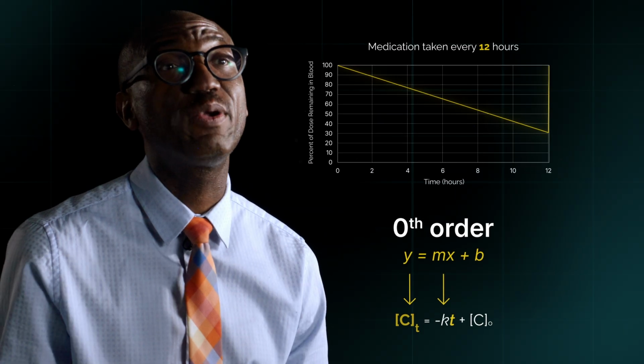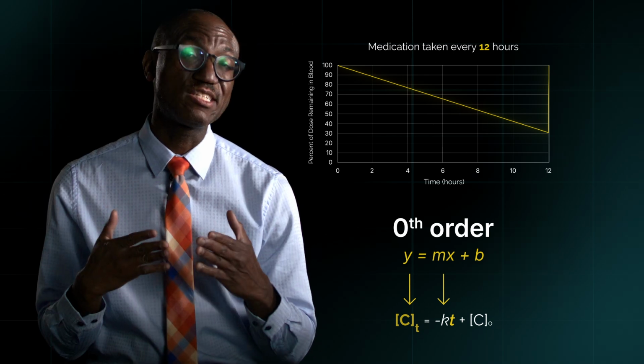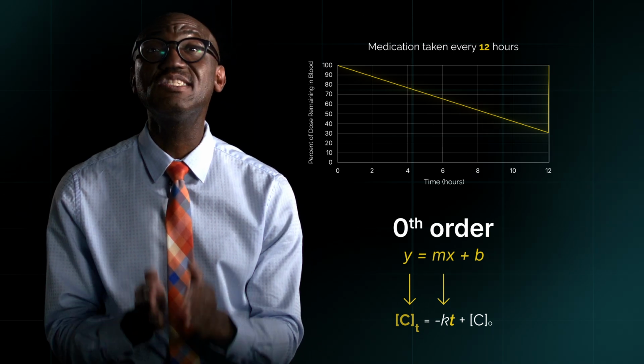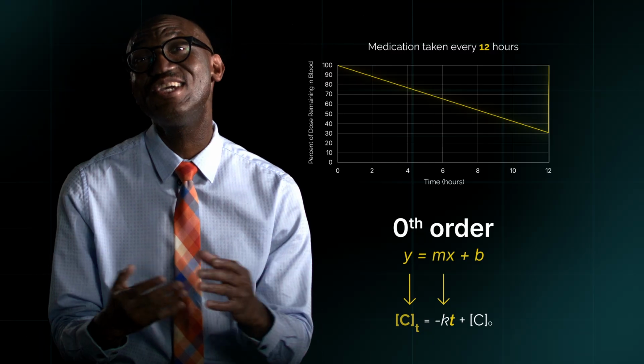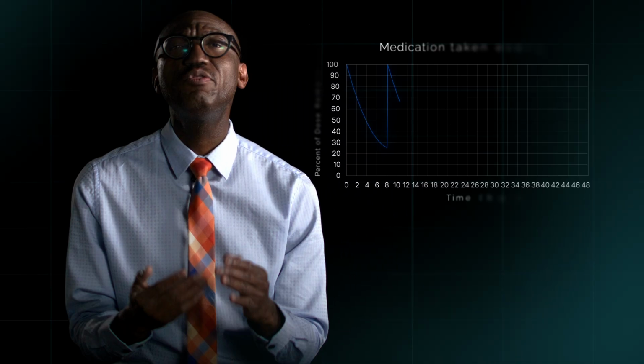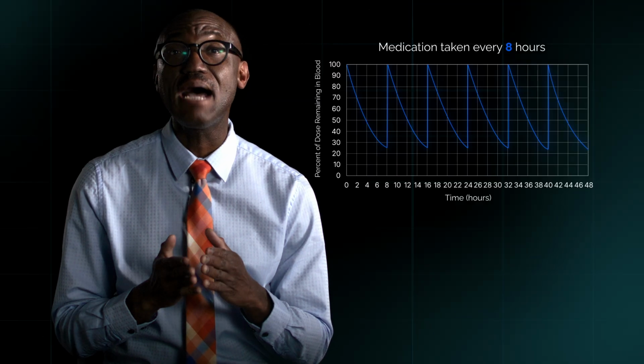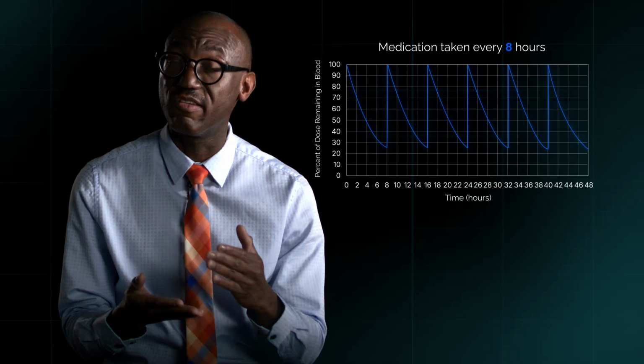This allows us to predict when the drug will reach the lower limit of the target range and when the next dose is needed. This consistent decline is a key characteristic of zero-order processes. Now that we've explored zero-order processes with the 12-hour medication, let's examine the drug taken every 8 hours. This drug follows a first-order process, meaning its metabolism doesn't occur at a constant rate.